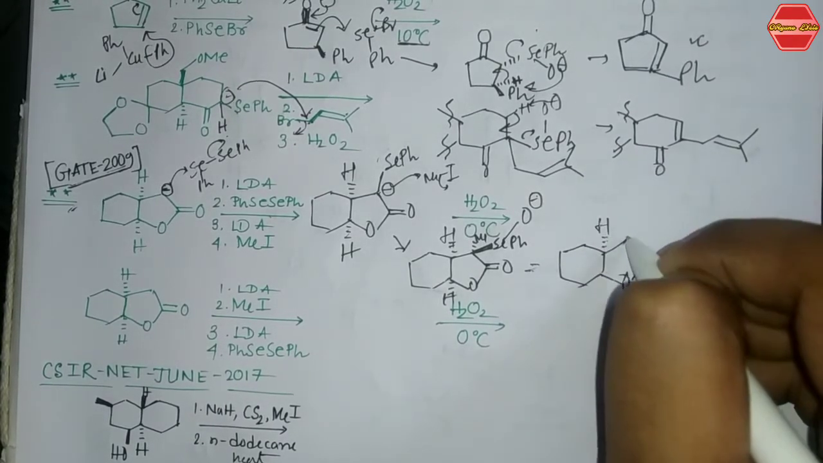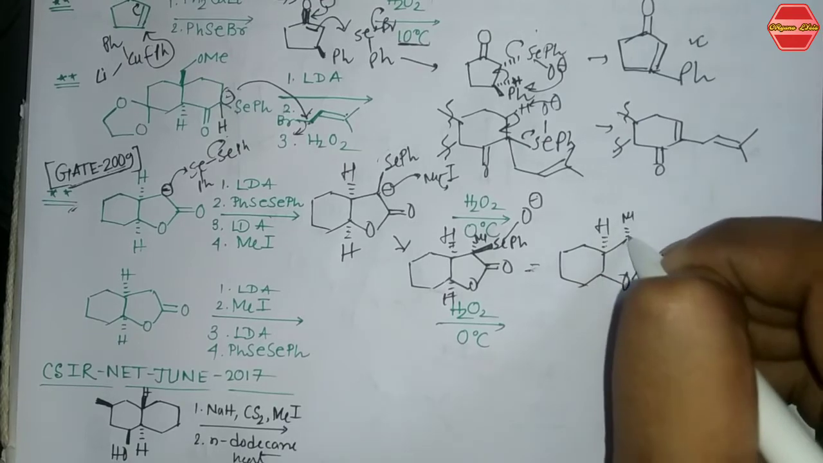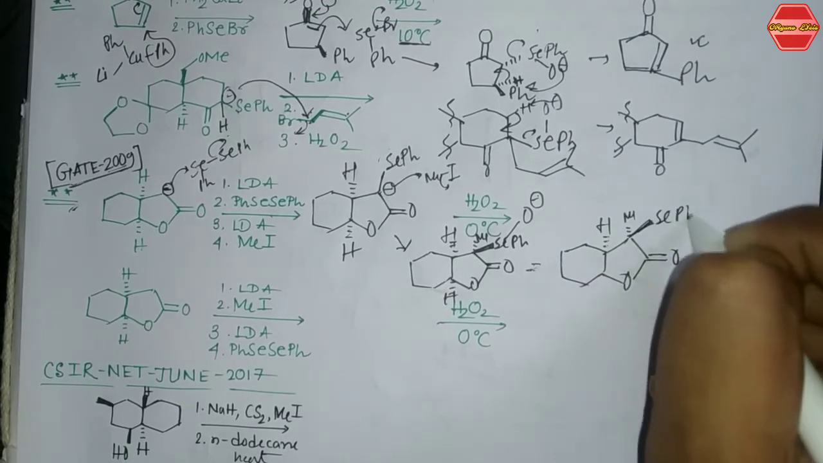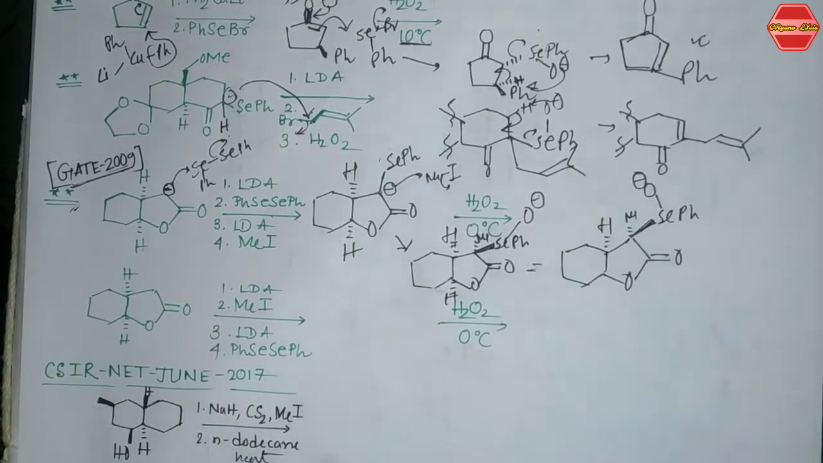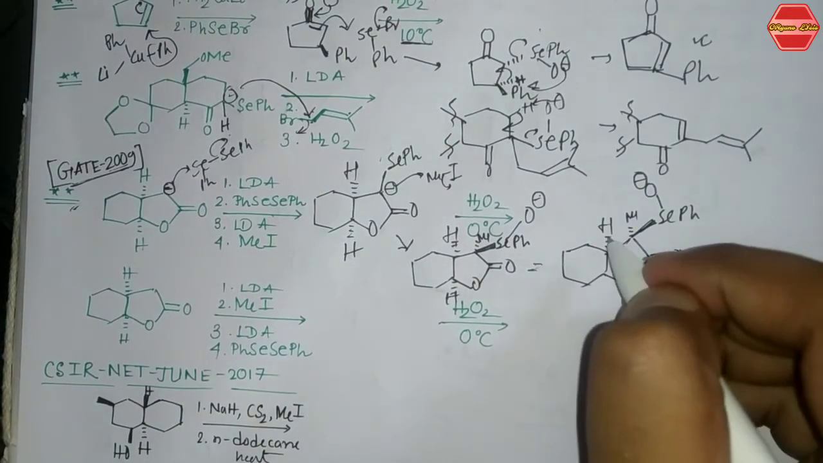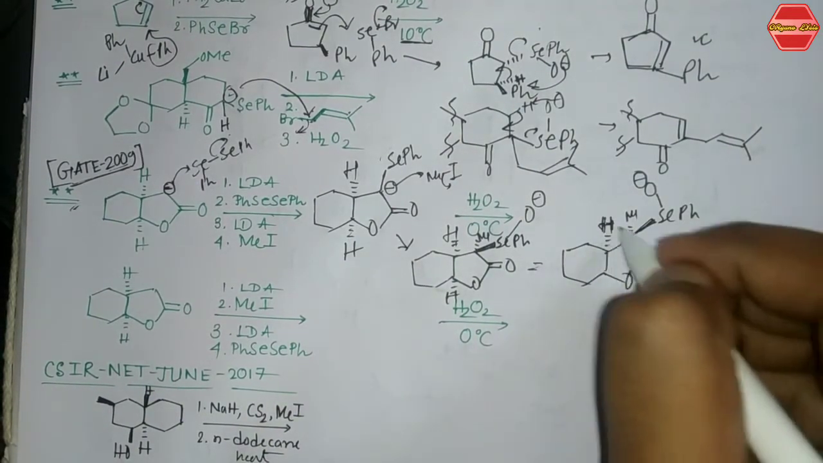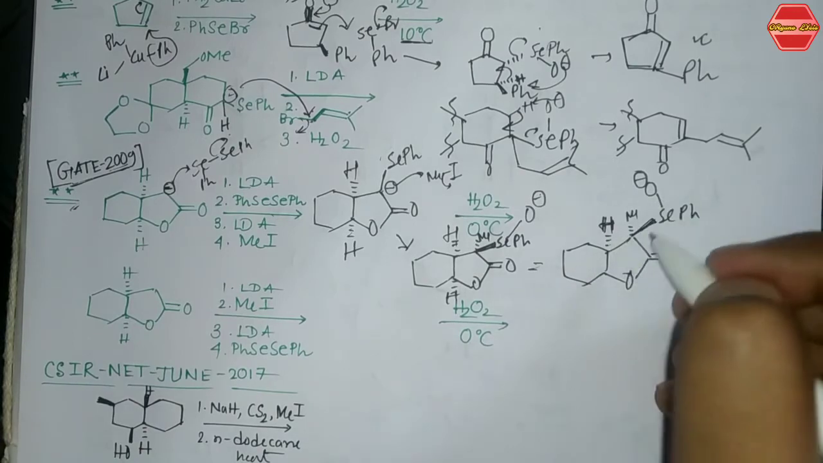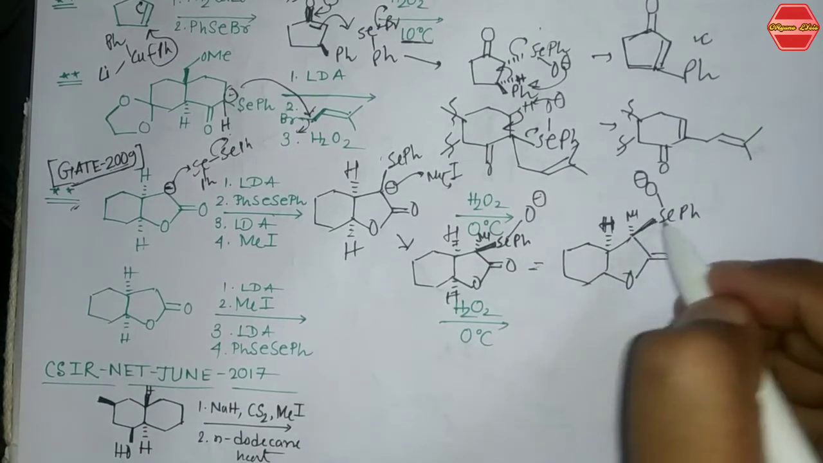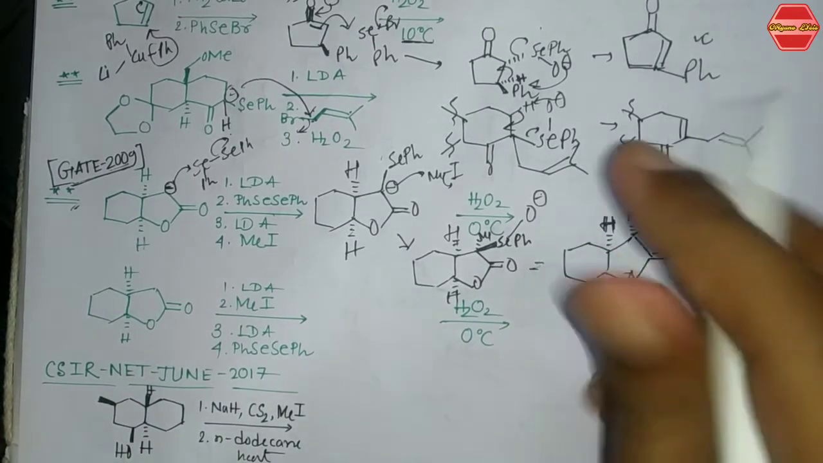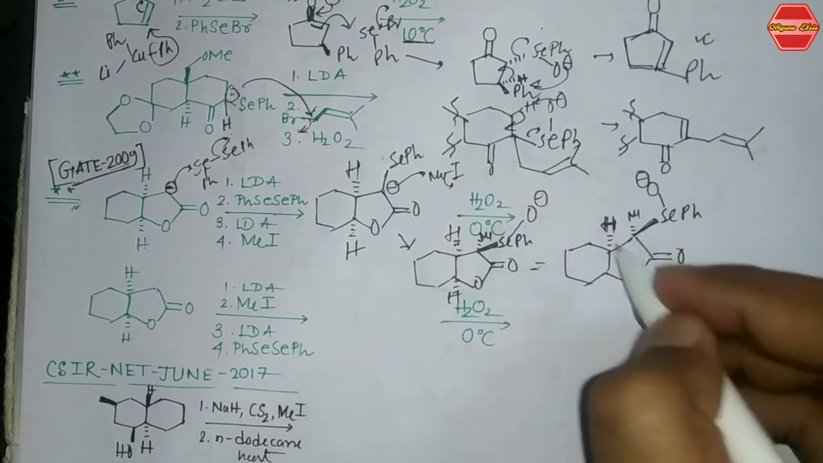This hydrogen over here is your methyl, and this is your SePh, and this is your O minus. Now what will be the product? There is another option that this hydrogen is below the plane, but to maintain the syn elimination condition, this hydrogen should be placed above the plane, so this is not it.